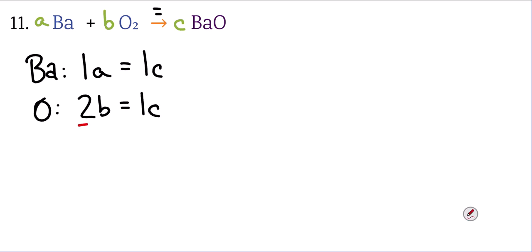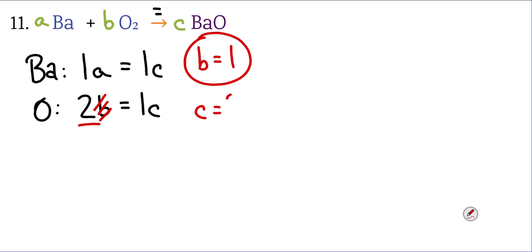1A because 1 barium is associated with A. 1C because 1 barium is associated with C. Once you have your linear equations, set one variable equal to 1 and solve for the rest.